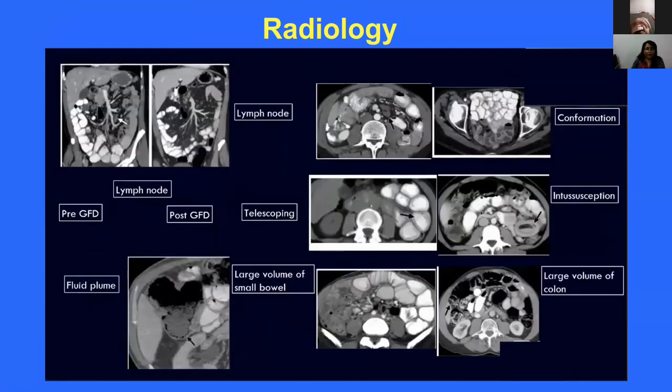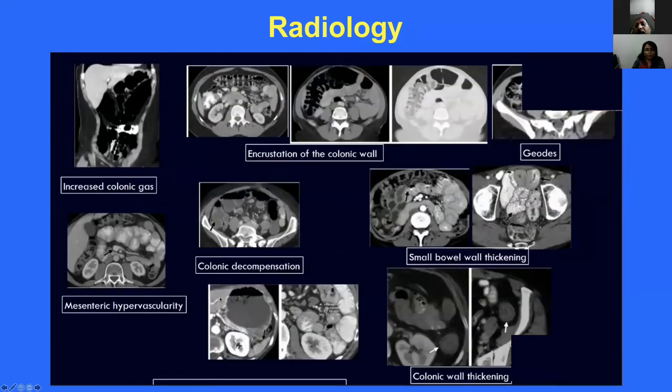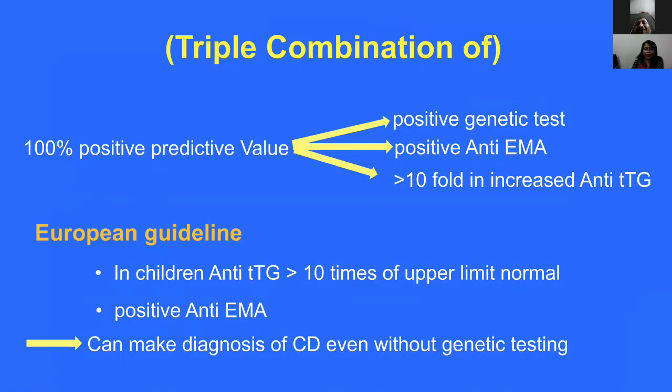We can get some lymph nodes, we can get telescoping in the intestine. We can have large volume in the small intestine, large volume in the colon. Basically, all these show malabsorption. So all these findings, although they show malabsorption, are not specific to celiac disease. They can be seen in disorders of malabsorption of the small intestine of any etiology.